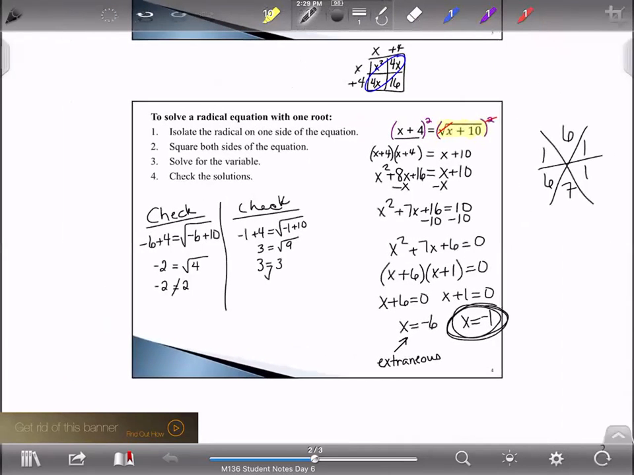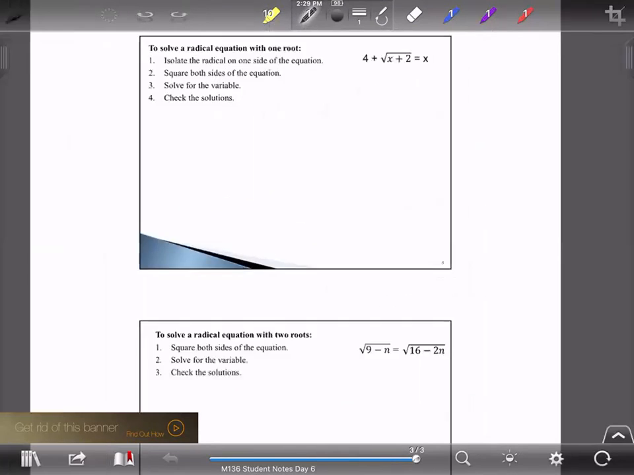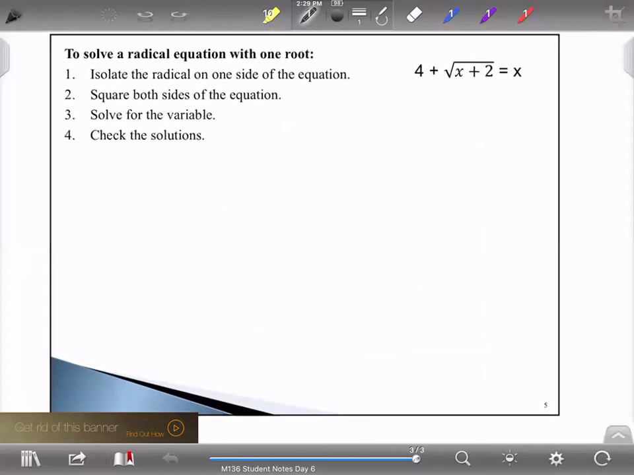Questions on this one? So take a minute and see how far you can get on this problem before I go over it. I'll give you a couple minutes to work on it, and then we'll go over it together.